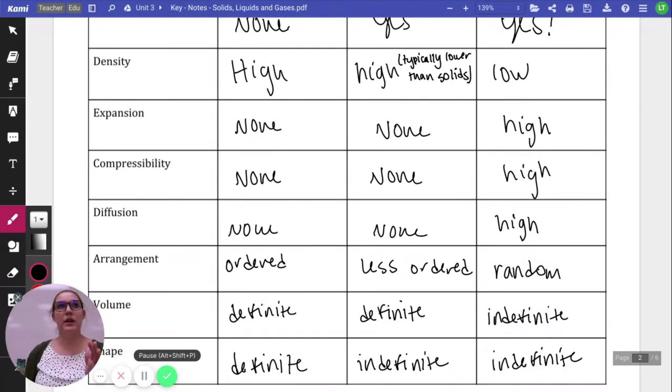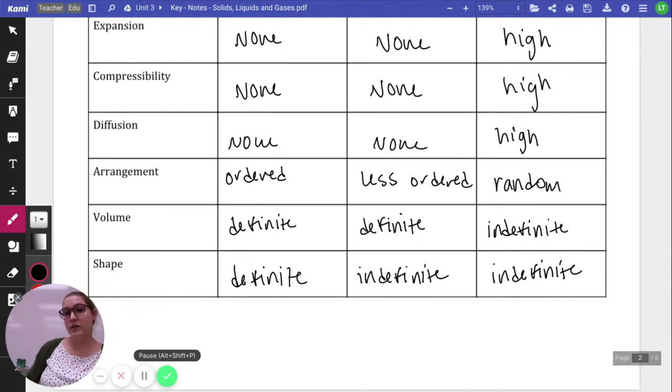Diffusion is the ability to pass through and spread. Solids and liquids aren't able to diffuse, but gases are. Solids are very ordered, liquids are less ordered, and gases are arranged randomly. Solids have a definite volume and a definite shape. Liquids have a definite volume but an indefinite shape, and gases have an indefinite volume and an indefinite shape.